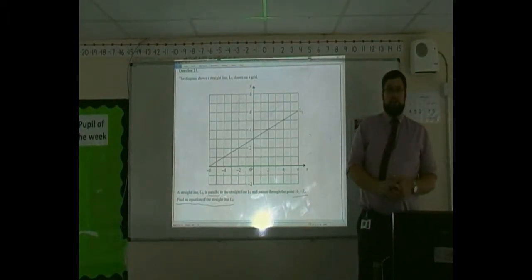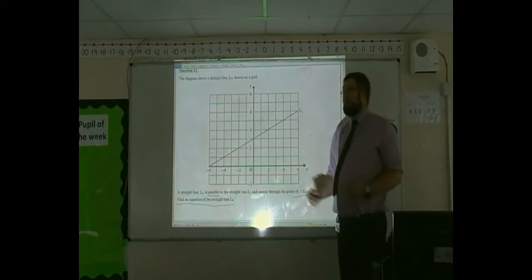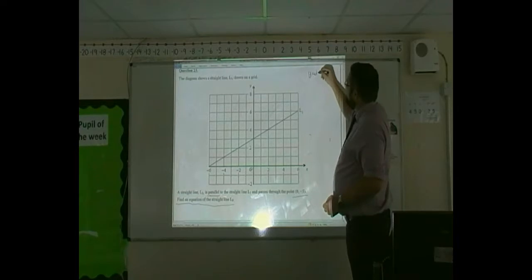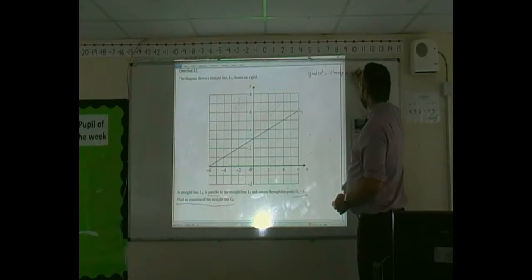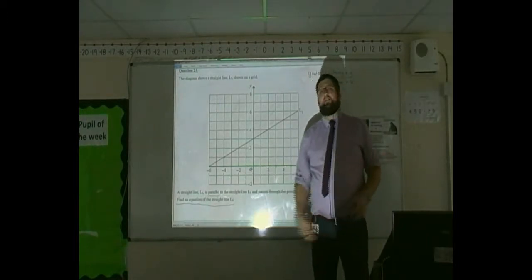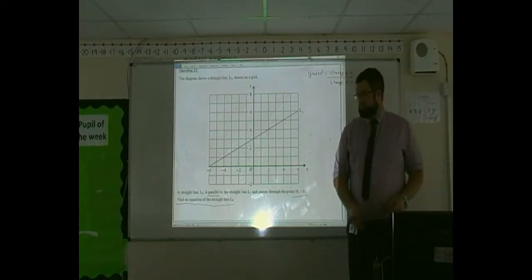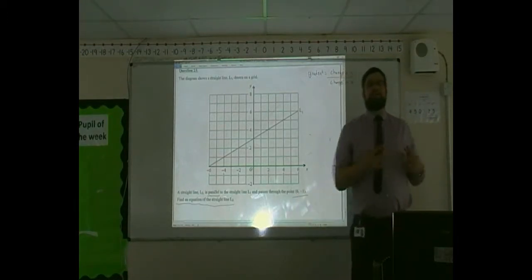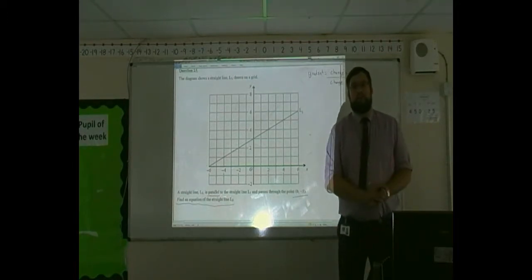What you're going to need to do first is find the gradient of the line L1. And remember, the gradient is equal to the change in y divided by the change in x. Once you've worked that out, we know that parallel lines have the same gradients. So the gradient of L2 is going to have to be the same. We're given the y-intercept, so that gives us the second half of the equation for the line L2. Pause the video and have a go at that now.